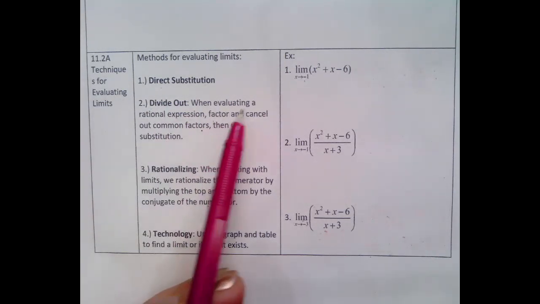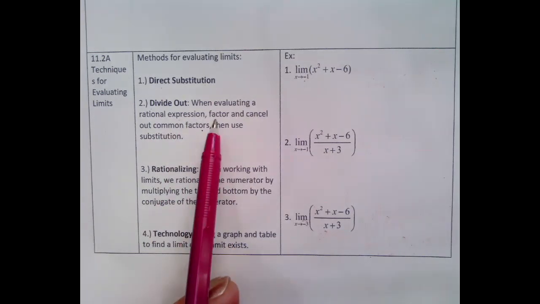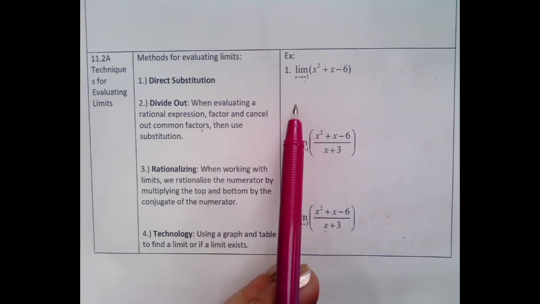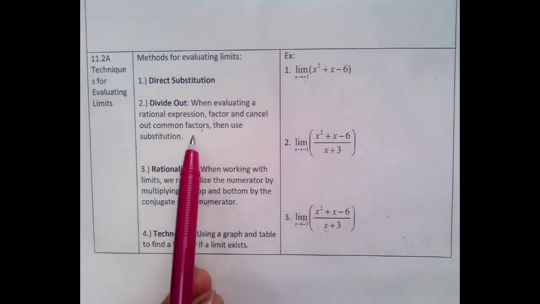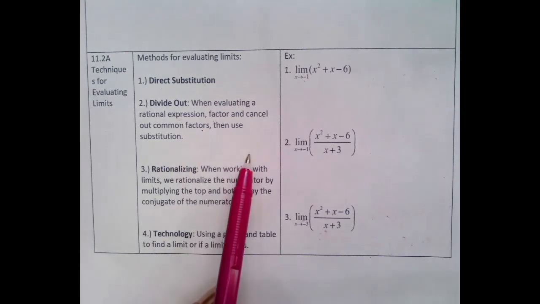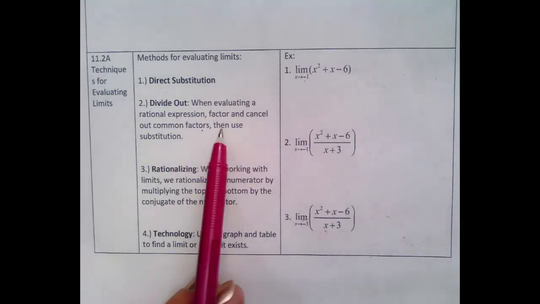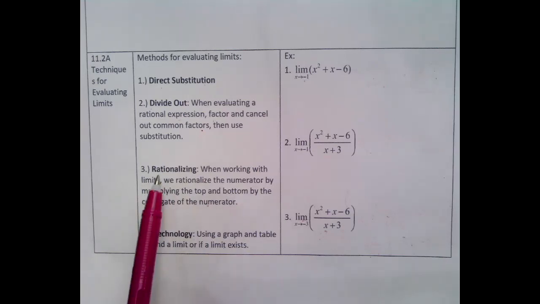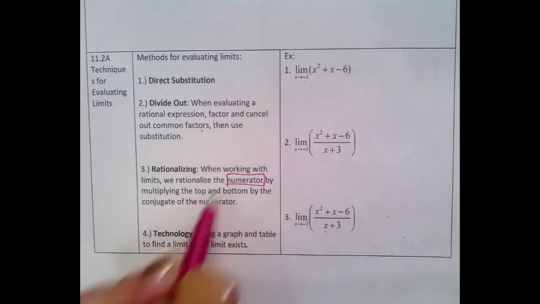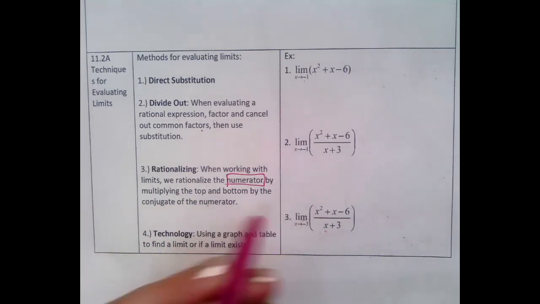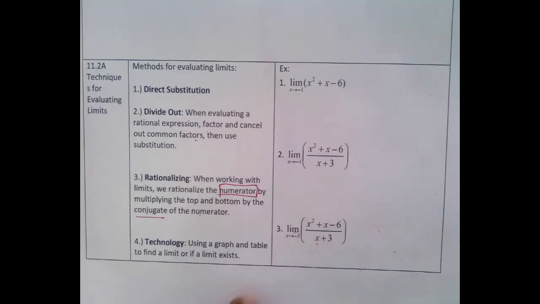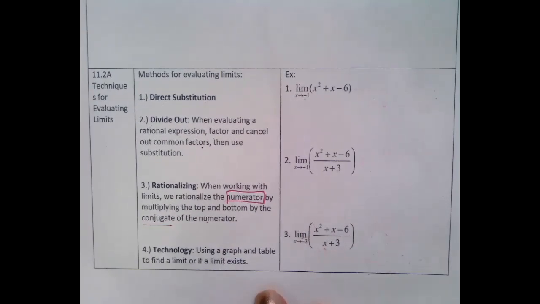So dividing out is when evaluating a rational expression, we have to factor and cancel out common factors. So that's like we've done in the past where we've factored the top, the numerator, and the denominator and then canceled out. Okay, after we do that, then we use substitution. Rationalizing: anytime we're working with limits, we rationalize the numerator by multiplying the top and the bottom by the conjugate. Okay, so we're going to do an example of that also so you can see what that looks like.